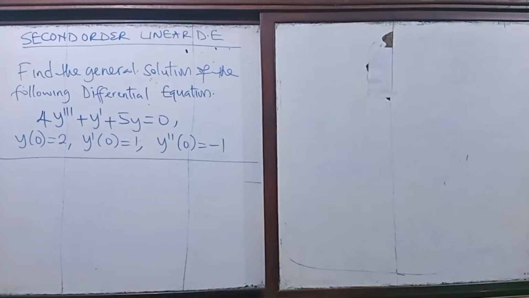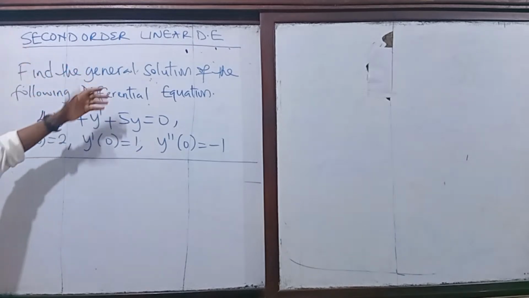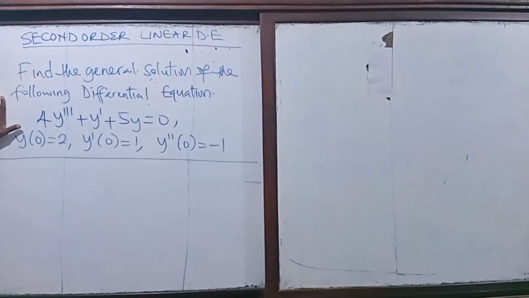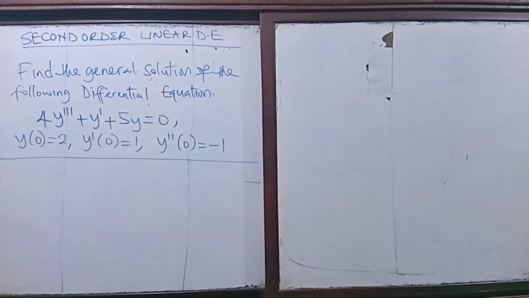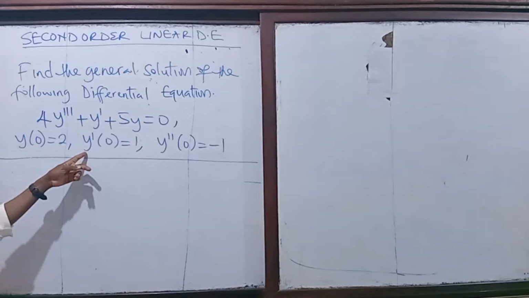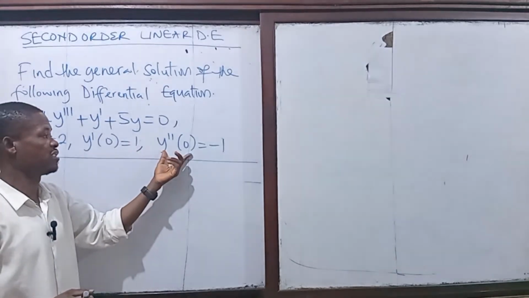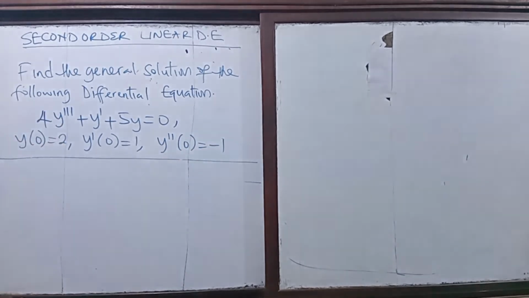Another question. What we're going to do in this case, we have to find the general solution of the differential equation. The highest order in this question is 3. This is a third differential times 4, and then plus first differential plus 5 times y. And then we have the conditions given: y of 0 is 2, first differential of 0 is 1, second differential of 0 is minus 1.